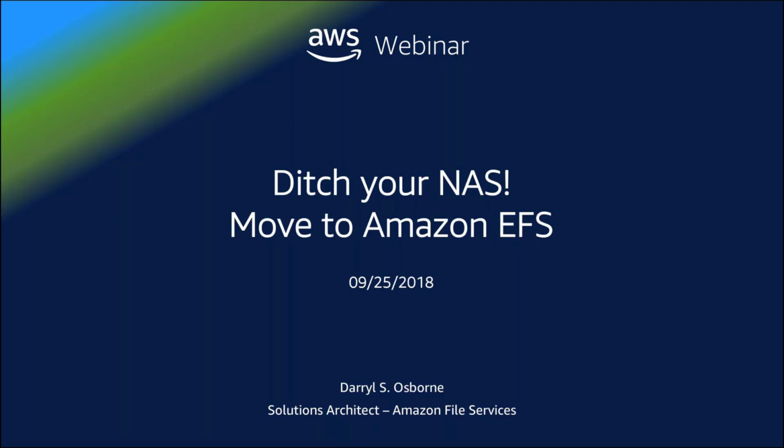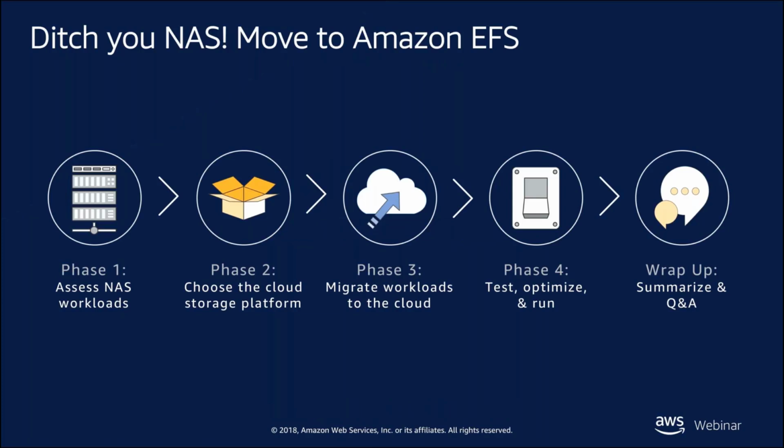So in today's session, we're breaking this down into 4 phases. The first phase, we're going to assess your NAS workloads. We're going to review NAS and other storage platforms available with on-prem solutions. And then we'll take a look at the different workloads that you could be thinking about when you're moving over to Amazon EFS, specifically around some of those questions you want to ask yourself when identifying, is my workload a good fit for Amazon EFS?